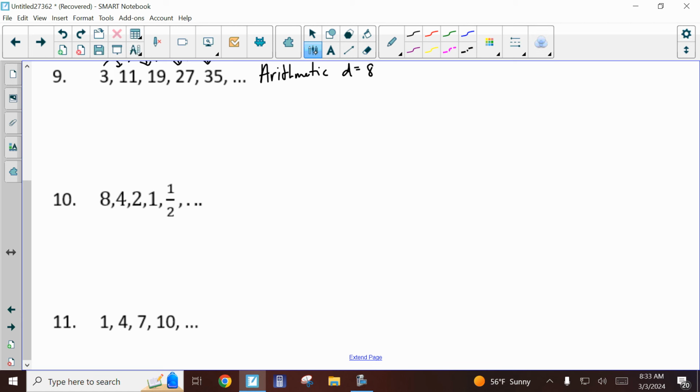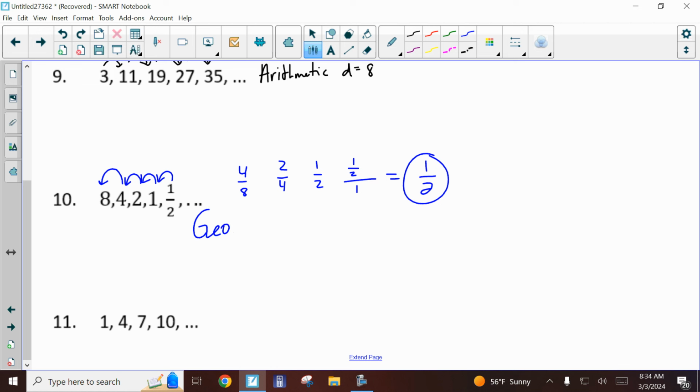So if I'm confused on how to do these, and you want to check for R, remember you're putting the right one on top of the left one in the form of a fraction. So you go like that. So it's going to be 4 over 8, or 2 over 4, or 1 over 2, or 1/2 over 1. No matter what you find here, you're going to find that these all simplify to 1/2. So that means that this is geometric, and that means that r is equal to 1/2.